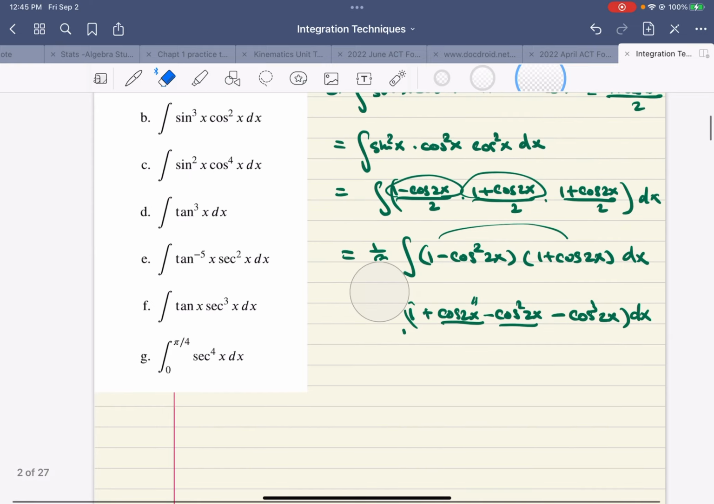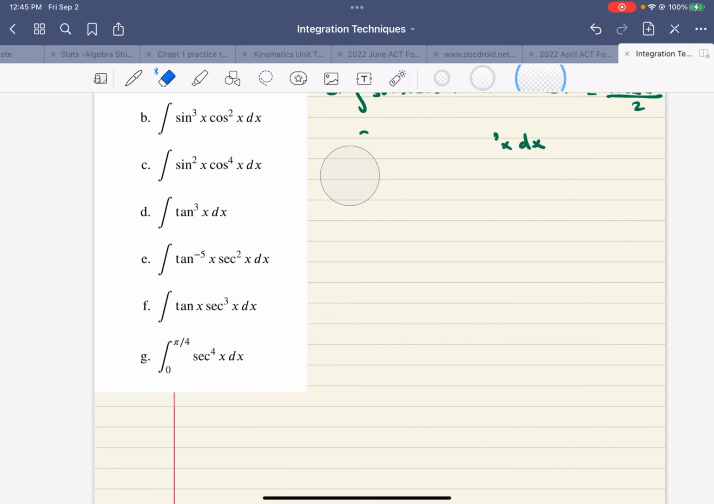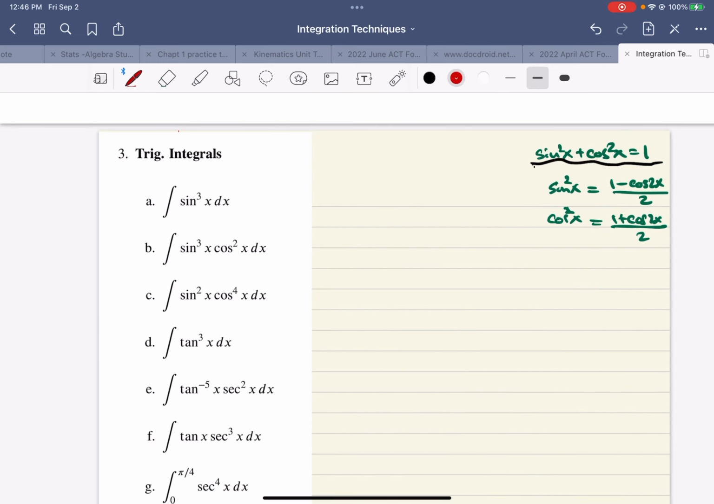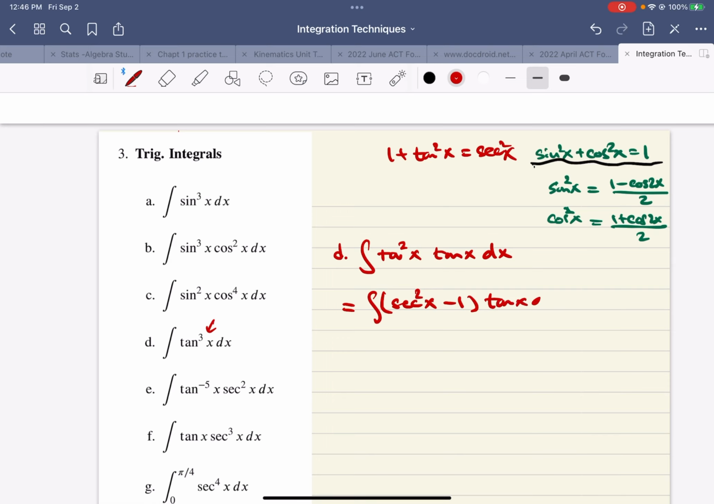The next one. Okay, let's do D. Integral. This is a cube, so you can split, like I said before, tangent square x and tangent x dx. That's what you have to do first step. You split it. And then another identity, 1 plus tangent square x equals secant square x. You need to know. So tangent square I can replace by secant square x minus 1. Okay? And then tangent x dx.